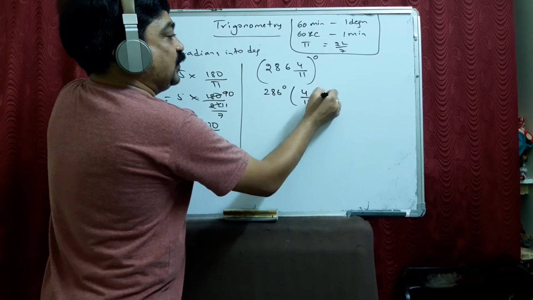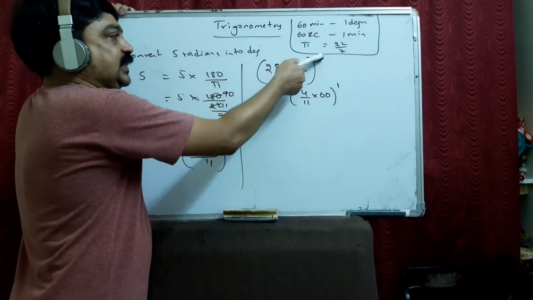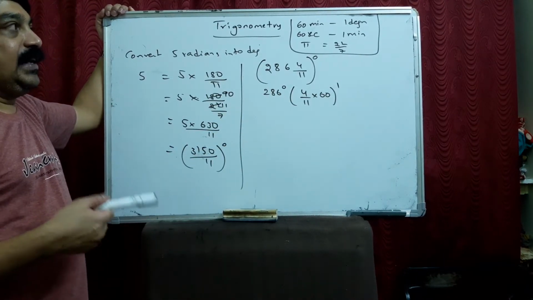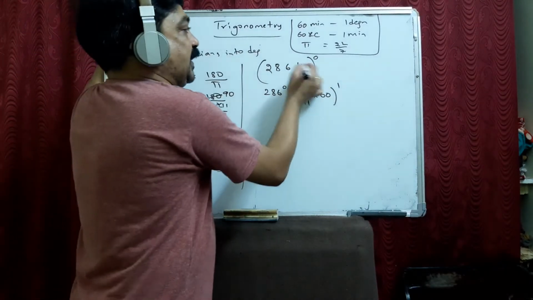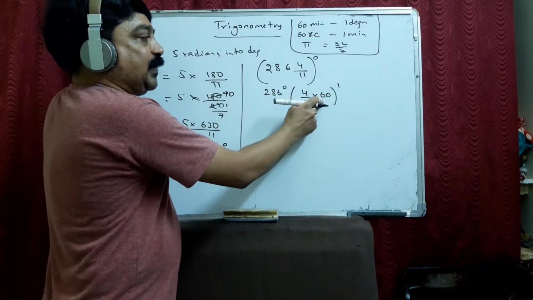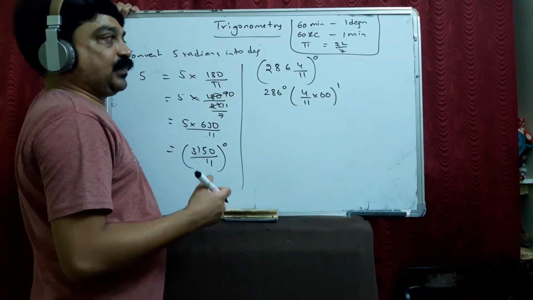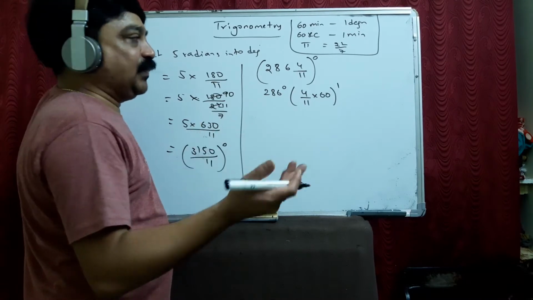4 by 11 into 60 minutes. Because we took this as degree and this should be converted into minutes. Because 1 degree is 60 minutes. So I convert this whole thing into minutes. Degree can be converted into minutes by multiplying with 60.